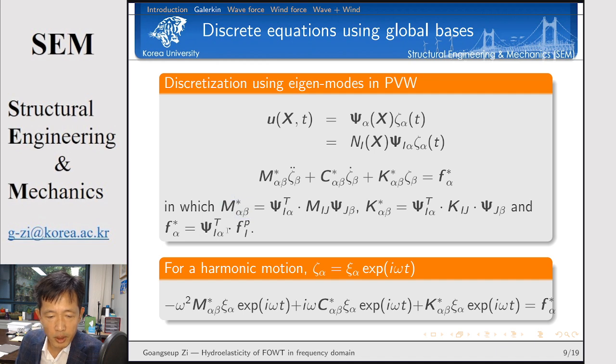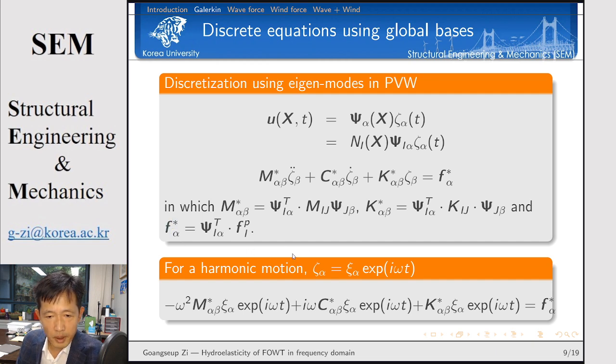And then the modal external forces will be similar to the nodal external forces calculated in the conventional finite element method. We multiply the modal vectors in front of these external forces, then we can obtain the modal external forces F alpha star.